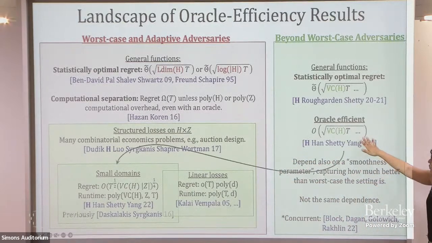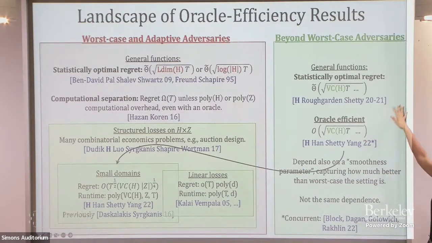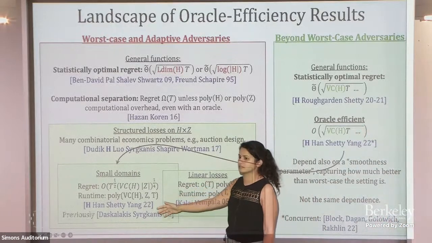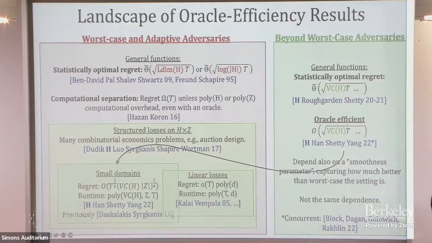But the good thing here is that when your regret is really nice, like the type of regret we can get, not only do you say something for beyond worst case adversaries, you actually get to imply things even for worst case adversaries under some functional assumptions, like if the domain was small or some other knowledge was there.